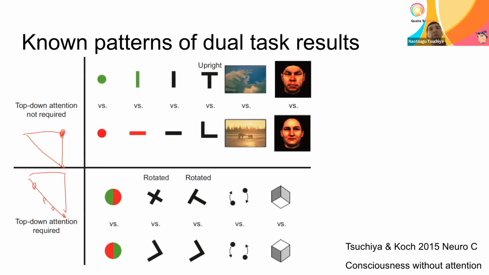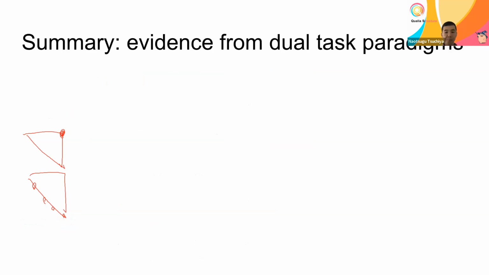The rest of the result looks like this. So here it's a messy pattern of results, but do you have any suggestion why some of the tasks would require attention and others do not? So maybe it's probably difficult to type in as a response, so maybe I'll just go ahead.